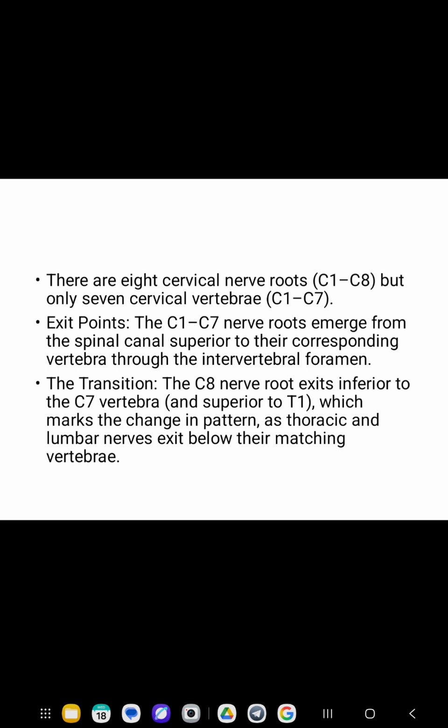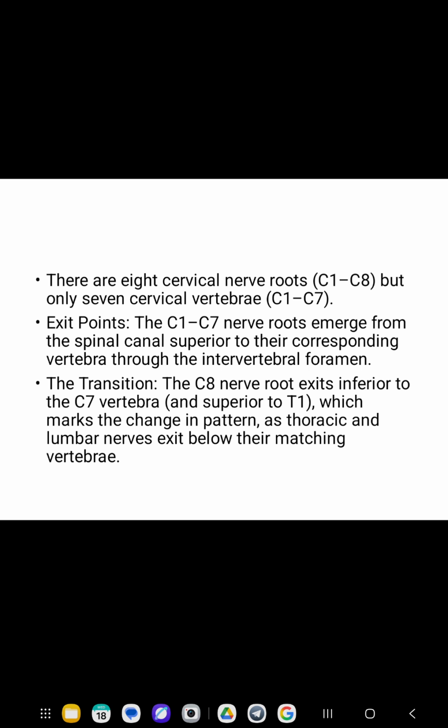Now to talk about the spinal nerves. We have 7 cervical vertebrae, but 8 spinal nerves in the cervical region. We have 12 thoracic vertebrae and 12 thoracic spinal nerves. Regarding lumbar, there are 5 lumbar vertebrae and 5 lumbar spinal nerves. So what we are seeing here is 8 cervical nerve roots, but only 7 cervical vertebrae.